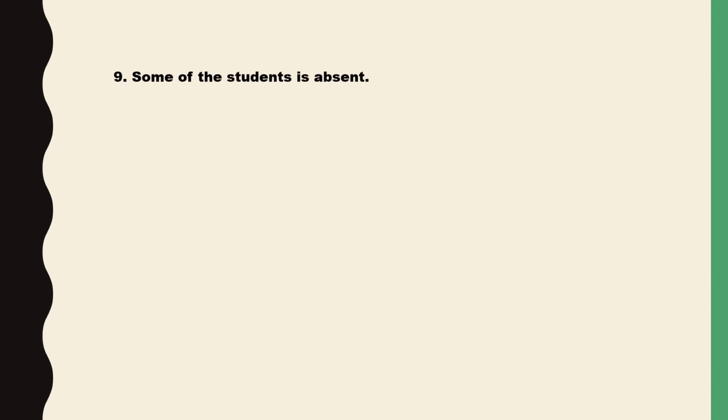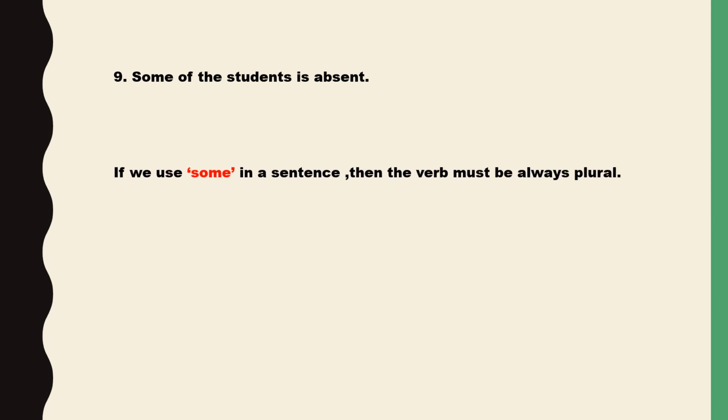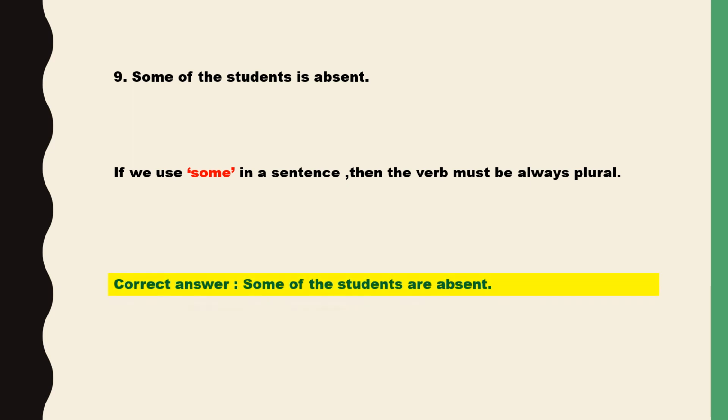Coming to the ninth one, some of the student is absent. Now some, this is a rule in subject verb agreement. If we use some in a sentence, then the verb must always be plural. I have not done anything in all of these sentences, just applied some of the rules which we find in subject verb agreement. So the correct answer would be some of the students are absent. We will never use singular, always we will use plural. So some of the students are absent.